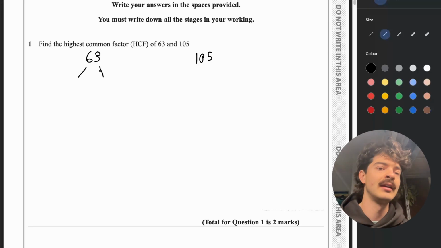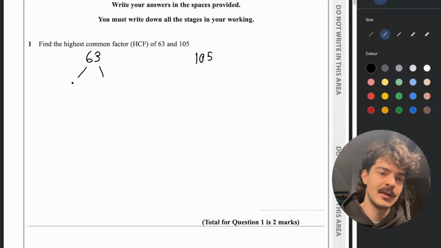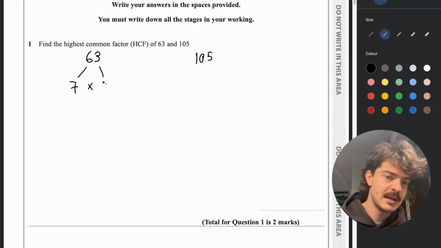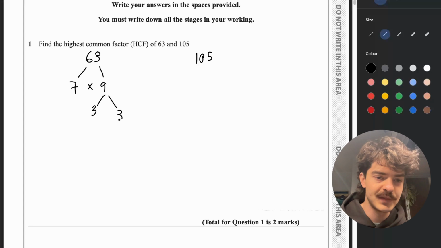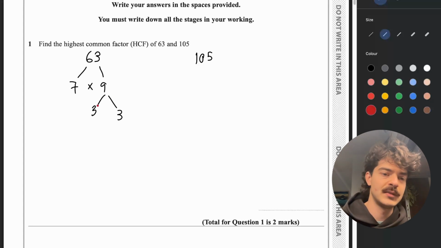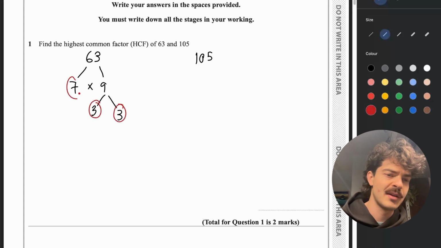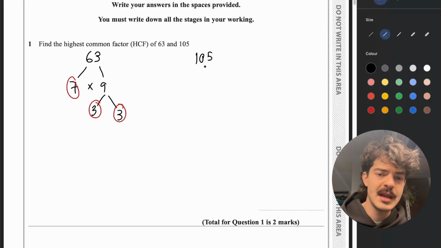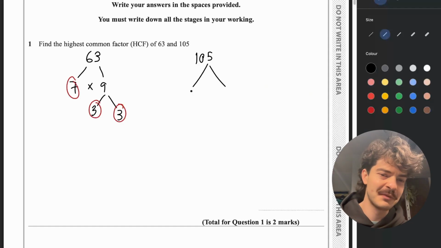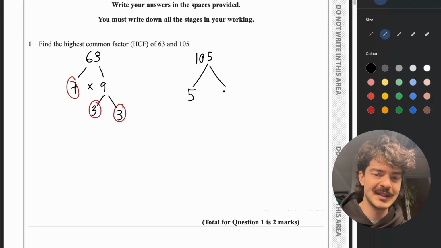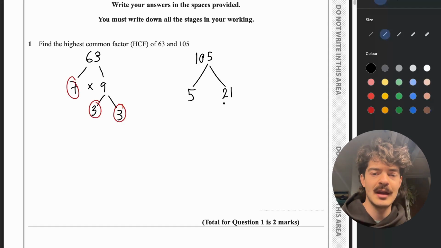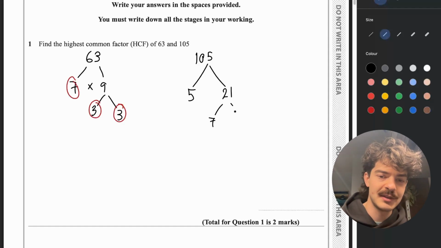So 63, what seems like a nice one to do here? You might know that 7 times 9 goes into this, and 7's a prime number, but 9 isn't just yet. It breaks further into 3 and 3. So these are going to be our prime factors. And then 105, well, it's in the 5 times table. Maybe we should do that. It's going to give 5 and 21, and then 21 into 7 and 3.